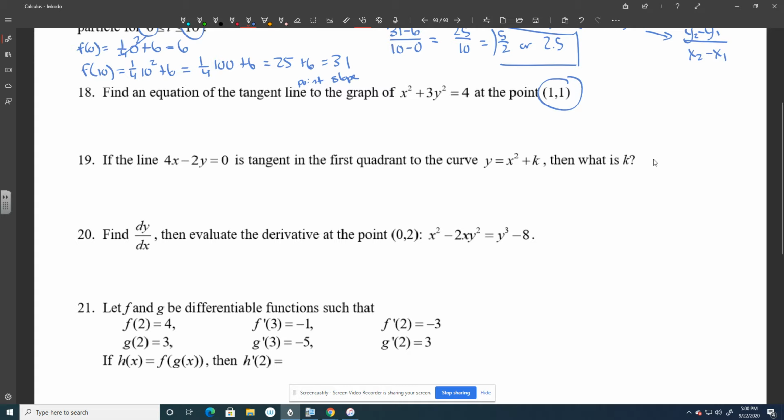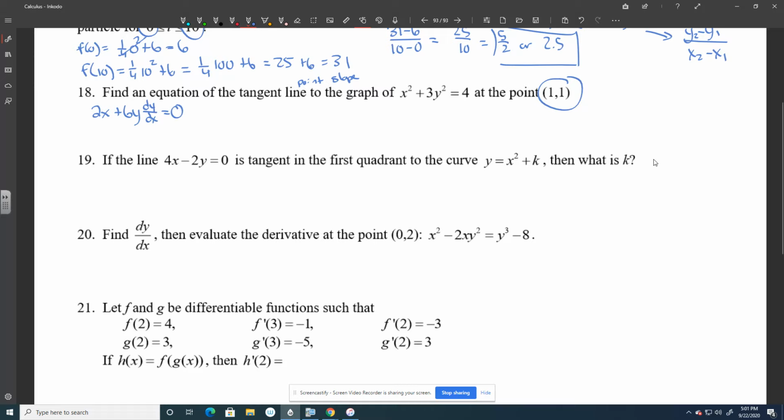So I'm going to take the derivative of the formula that it gave me. So the derivative of x squared is 2x. The derivative of 3y squared is 6y dy/dx, because we're doing implicit differentiation. There's a lot of that on this test. Hopefully you guys are getting better at it. And that's equal to the derivative of 4, which is just 0.